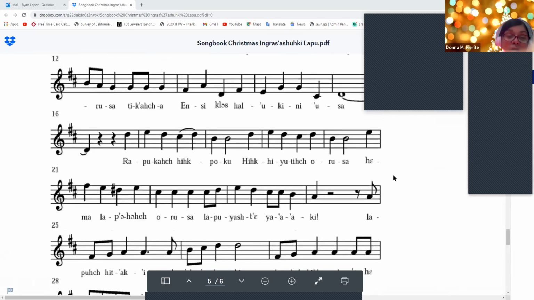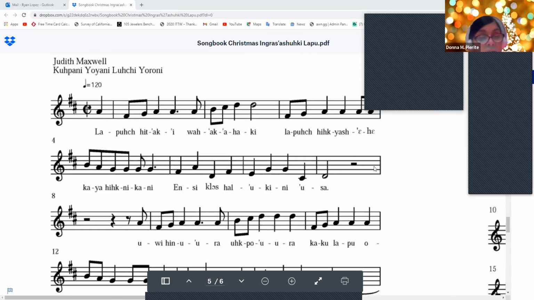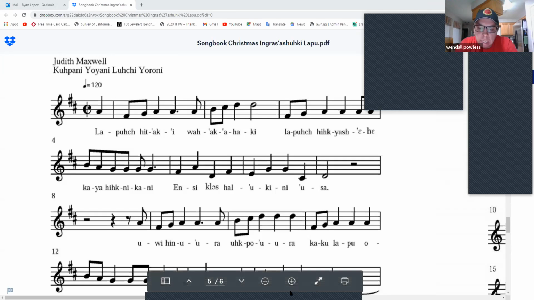So Enciclos halukini usa, it means he's coming to town, and then uwa, he leaves town. So you have Enciclos, and that's our Father Christmas. That's how we call him, Enci, our Father, and Claus, like Santa Claus, but Enciclos. It's very monosyllabic. Enciclos is Santa Claus.